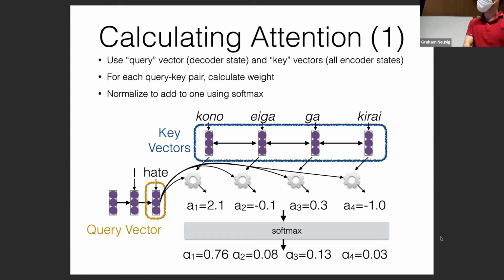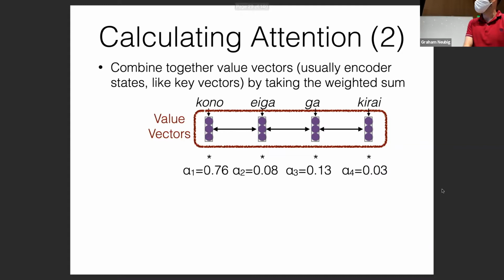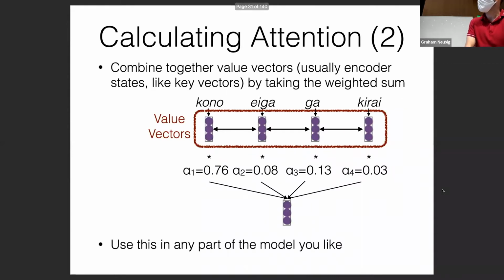And the basic idea here, kind of intuitively, is that this allows us to essentially weight the words in the source sequence and calculate a representation according to this weighted, like, mixture of the words. And specifically, what we do is we define vectors as value vectors. Usually these can be something like the encoder states, similarly to the key vectors, and take the weighted sum of them according to the attention weights. So we take these value vectors, we multiply them together with the weight here, and combine them into a single vector. And we can then use this vector in any part of the model we like.